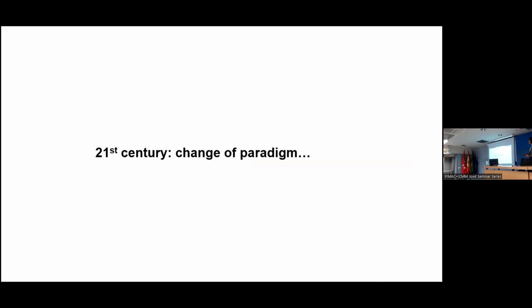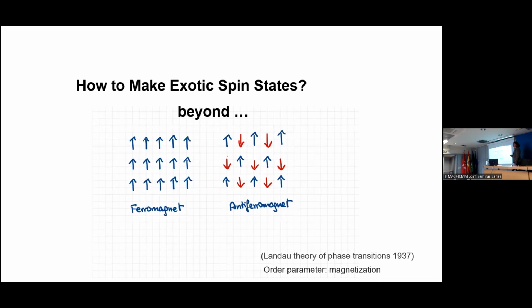We are now, however, in the 21st century, and there is a change of paradigm, because we are now in a century where we understand, well, we think we understand quantum mechanics, and we really use it as a tool to describe what we see in our microscopic world. And which is a change of paradigm. So what we want to do now, and this is what I'm going to call exotic spin states, we want to create states that go beyond these ferromagnets and antiferromagnets.